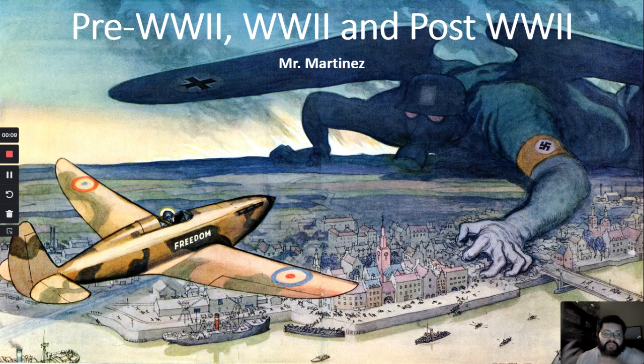Today we're starting a new section. This is the pre-World War II, things that are happening before World War II officially happens. We're going to be talking about one of the main architects of World War II, and that's Hitler. We're going to look at how he became the Fuhrer.